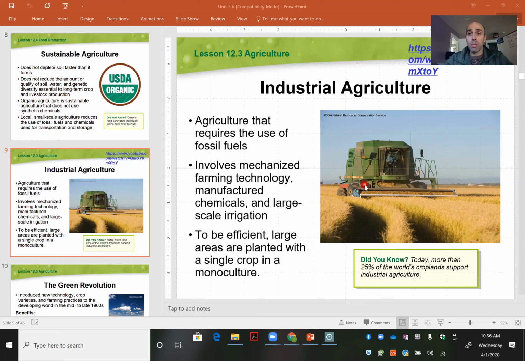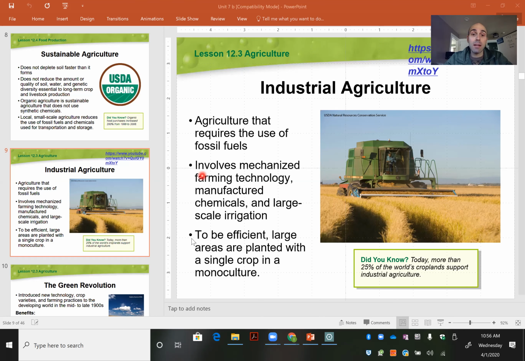This uses fossil fuels. We know that. We know that releases CO2 into the atmosphere. It involves mechanized farming technology, manufactured chemicals, large-scale irrigation. Bet you didn't think about that. Irrigation is also a tragedy of the commons, because think about where we're pulling that water from, these underground aquifers. And we're all using, at least in the Midwest, the same aquifer, the Ogallala aquifer.